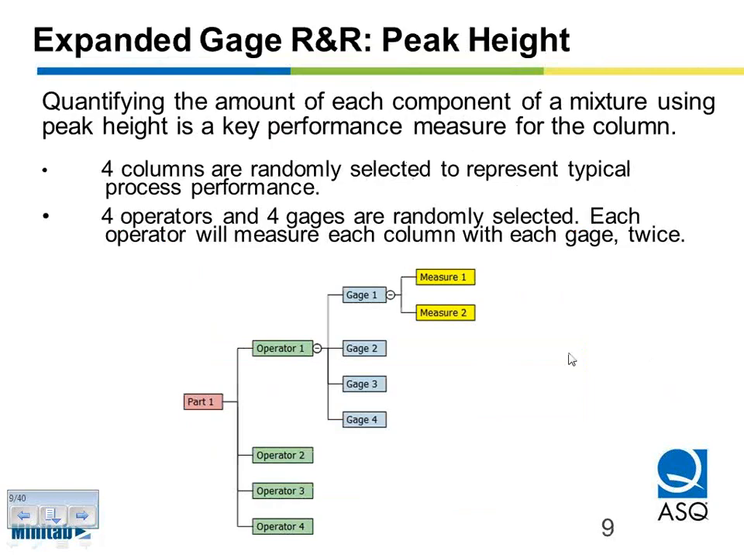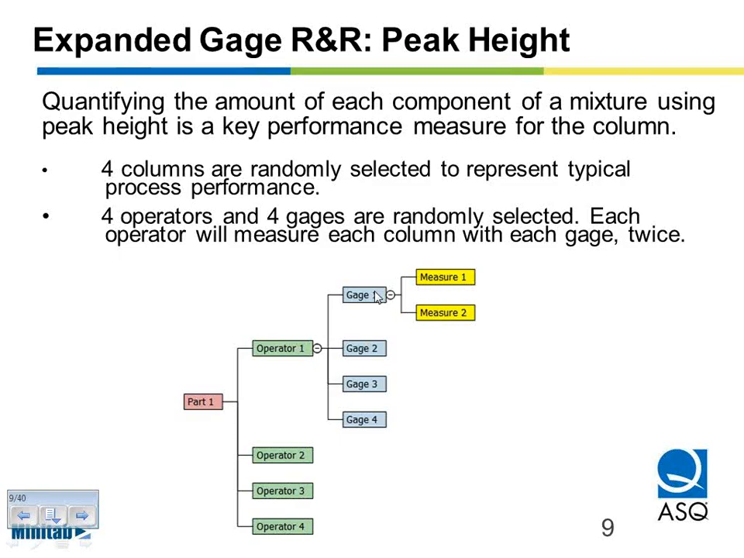If I was to look at the sampling plan for the expanded gauge R&R that we're going to use when we look at this gas chromatography expanded gauge R&R as our case study to illustrate it, we're going to take one part, ask an operator to measure it on one gauge, and then ask that operator to do two repeat measurements. So we're looking for each combination of part, operator, and gauge to be measured twice.